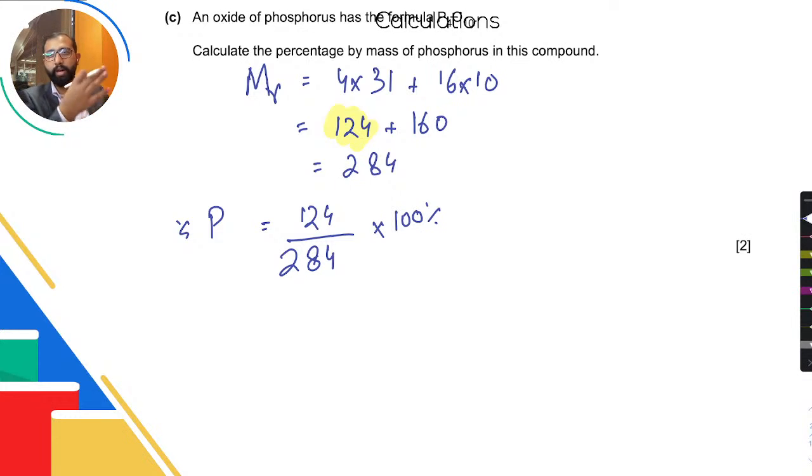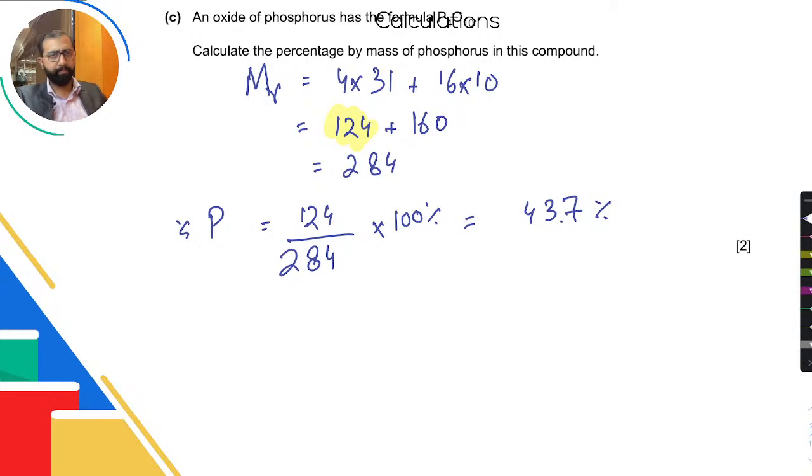I find it easier to write the left side of the equation, although that carries no marks. But when I'm reviewing my answers, it really tells me that, oh, this is what I did. And then it makes sense to me after I'm done with the paper. So I would suggest you try to do something like that as well. So 124 divided by 284, that is going to be 0.437. And no, sorry, that is 43.7%.